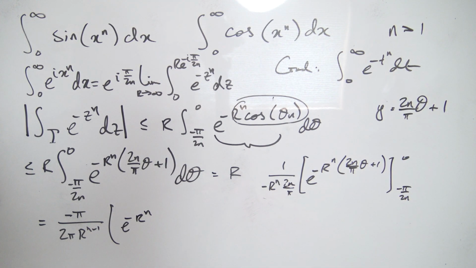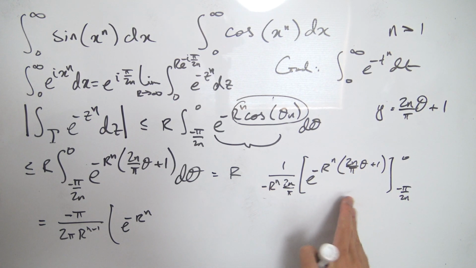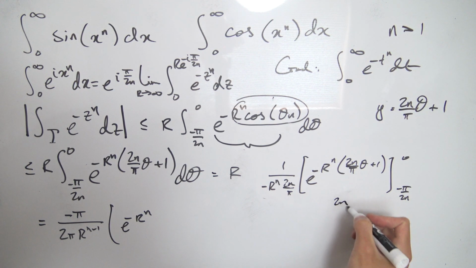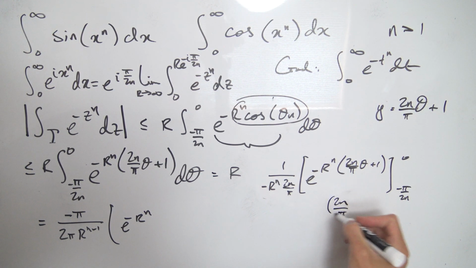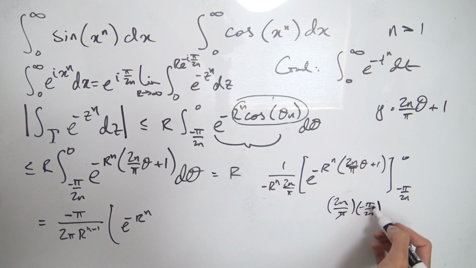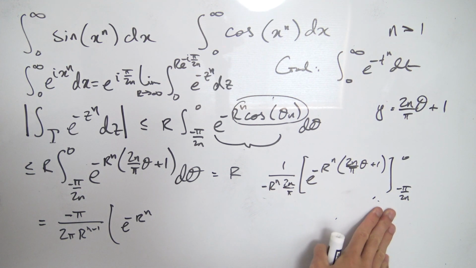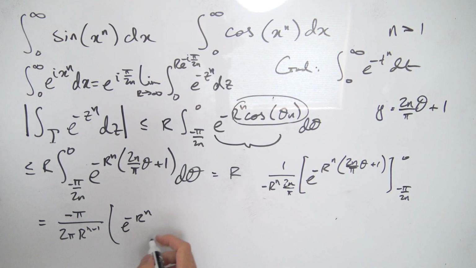And if you plug minus pi over 2n into here, then notice that 2n over pi times minus pi over 2n, I don't know why I keep writing 2 pi, is exactly minus 1 because these cancel out, leaving us with just this negative. So we have minus 1 plus 1, which is 0. And then e to the 0 is just 1. So we have e to the minus r to the n minus 1, like so. And that should be the integration done for this integral.